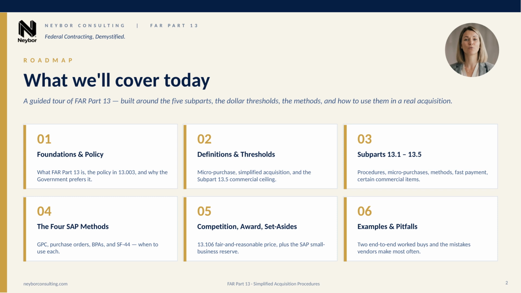Next, we'll dive into the 4 simplified acquisition methods themselves: the purchase card, purchase orders, BPAs, and the SF-44. Then we'll cover the competition, evaluation, and small business rules under SAP. And we'll finish with 2 end-to-end worked examples and a summary of the pitfalls we see most often. Let's start with foundations.